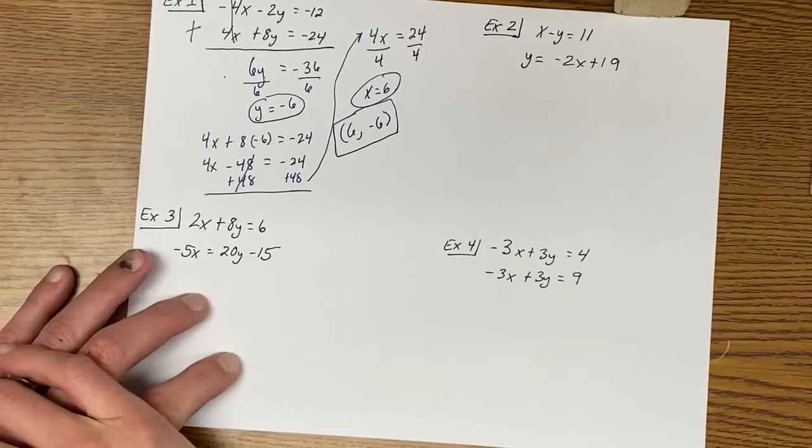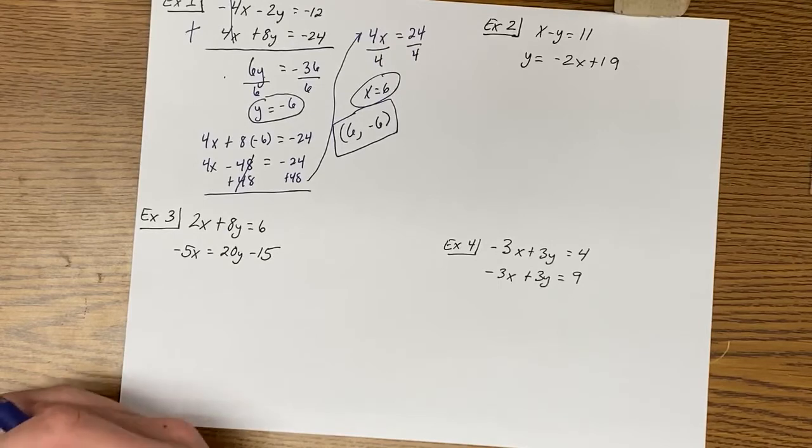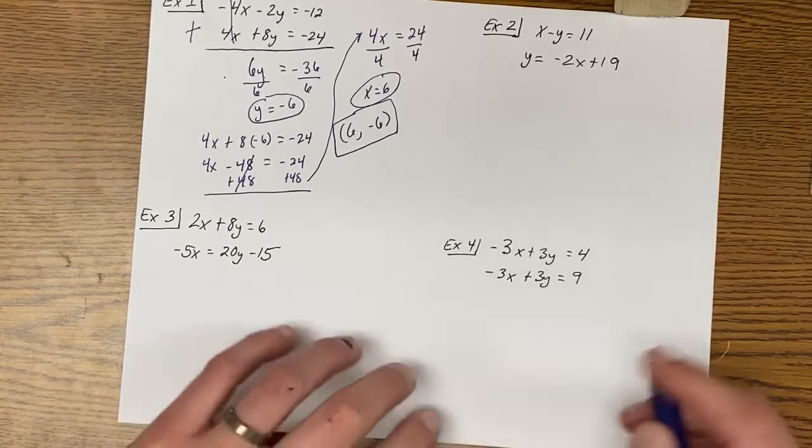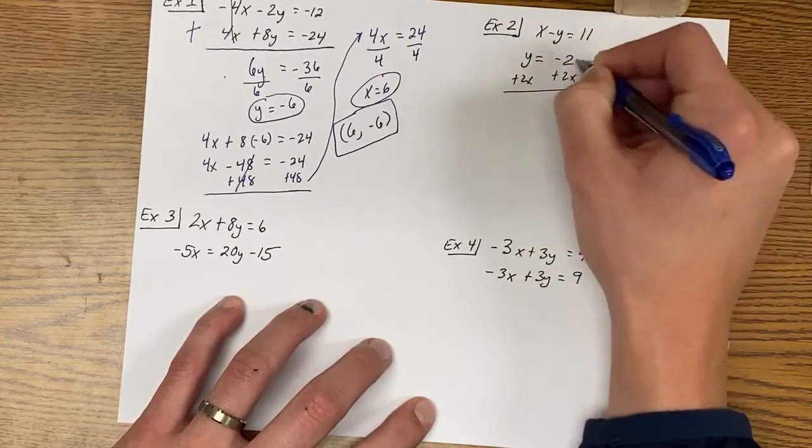All right, example number 2. I have one equation, x minus y equals 11, that's in standard form, Ax plus By equals C. My other equation was in slope-intercept form, y equals negative 2x plus 19. So I need to adjust or rearrange the variables in my second equation to be able to line it up with the first equation. So this one I'm going to add 2x to both sides.